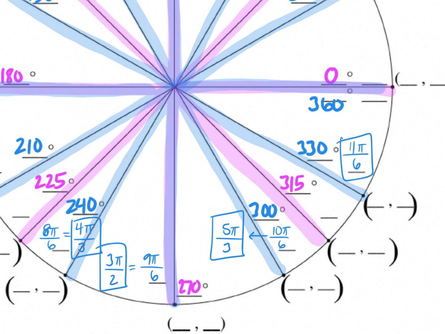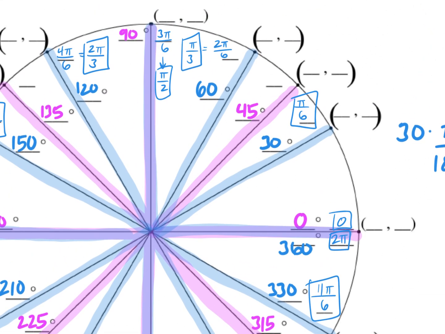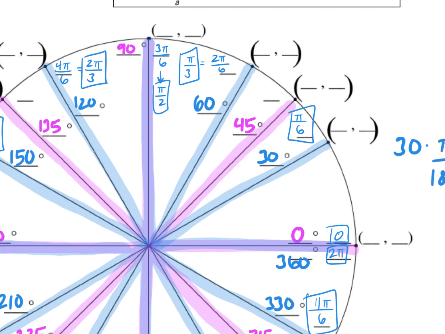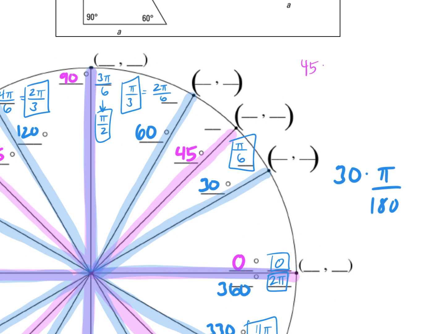And then 360 degrees in terms of radians would be what? 2 pi. Okay, and actually 0 degrees would also be 0 radians up top. Okay, so that was increments of 30 degrees or pi over 6 all the way around. So now we need to go back and do increments of 45 degrees in terms of radians. What is 45 degrees in terms of radians? If I did 45 times pi over 180, gives me pi over 4. Okay, so this one's going to be pi over 4.